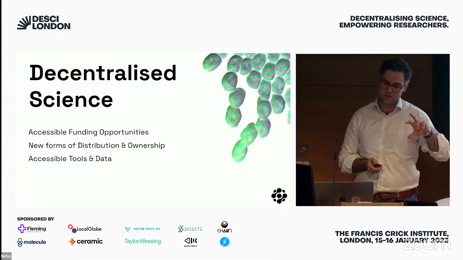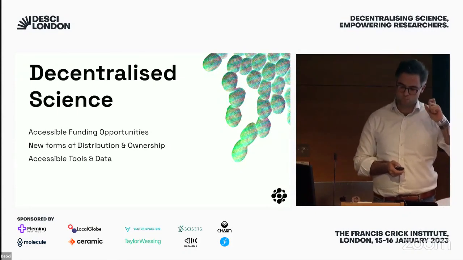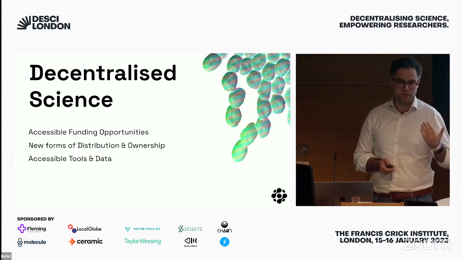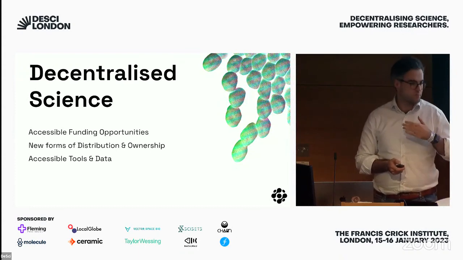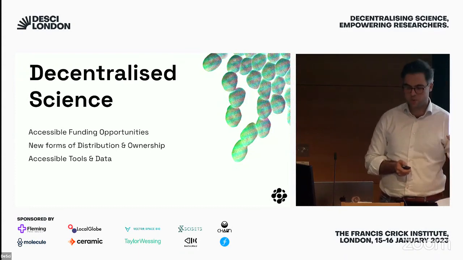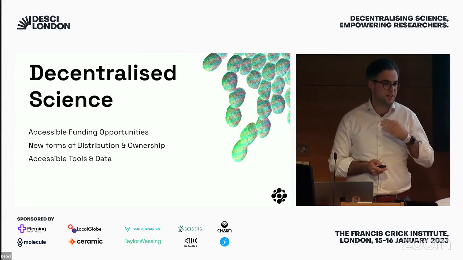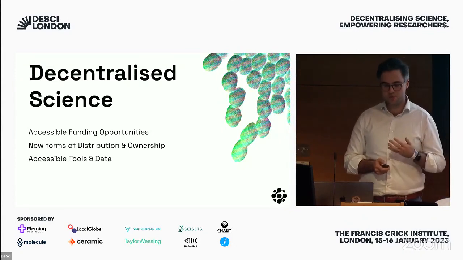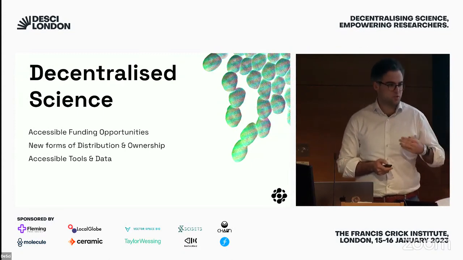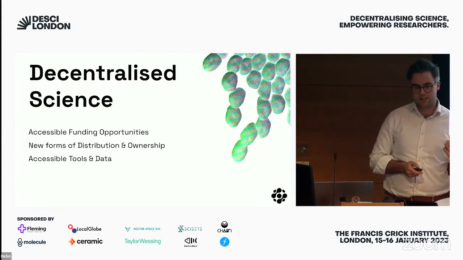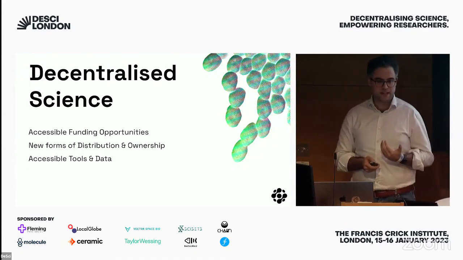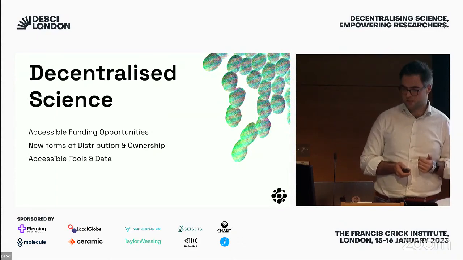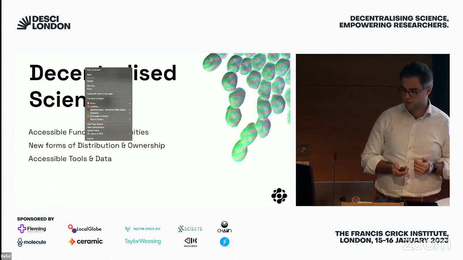I think one of the three core messages of decentralized science is the idea that we can build more accessible funding opportunities, because we have on-chain wallets, so everybody can be sent funds and everybody can spend money in an extremely transparent way. We can have new forms of distribution and ownership, be that through hypercerts or IP NFTs, and we can experiment with new forms of accessible tools and data through platforms like LabDAO, IPFS, IPLD.